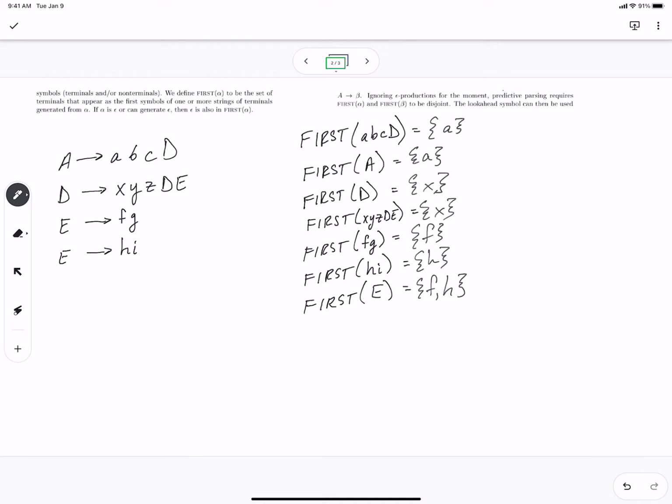Now, does this grammar work for predictive parsing? That's a great question. And so let's look at the first of A. Let's actually do it in red here. First of A, first of D, and the first of E. Are those disjoint? Well, the set a is disjoint with x, great. And a and x are both disjoint with f and h, or with the first of E. And so yes, this grammar will work for predictive parsing.